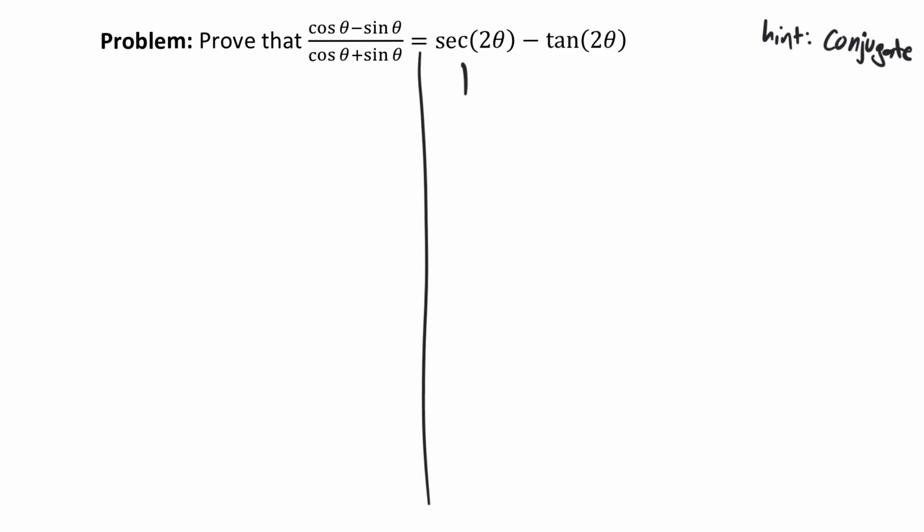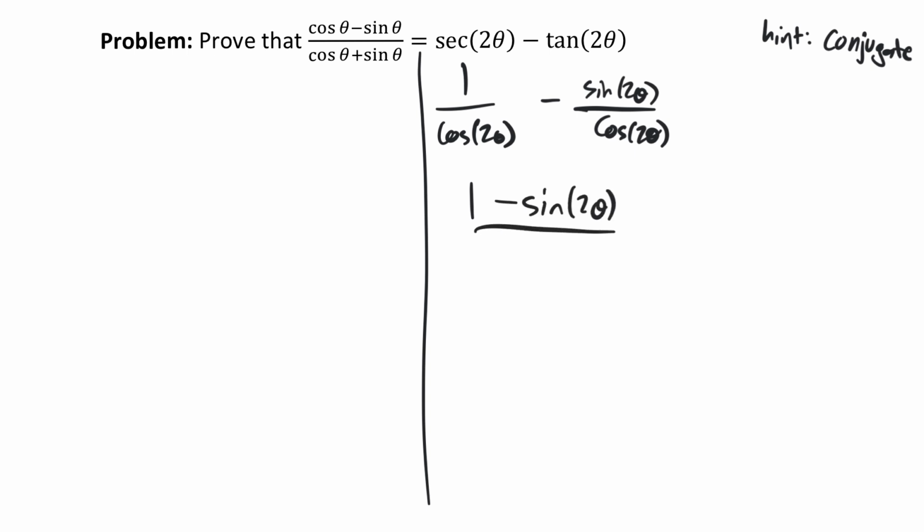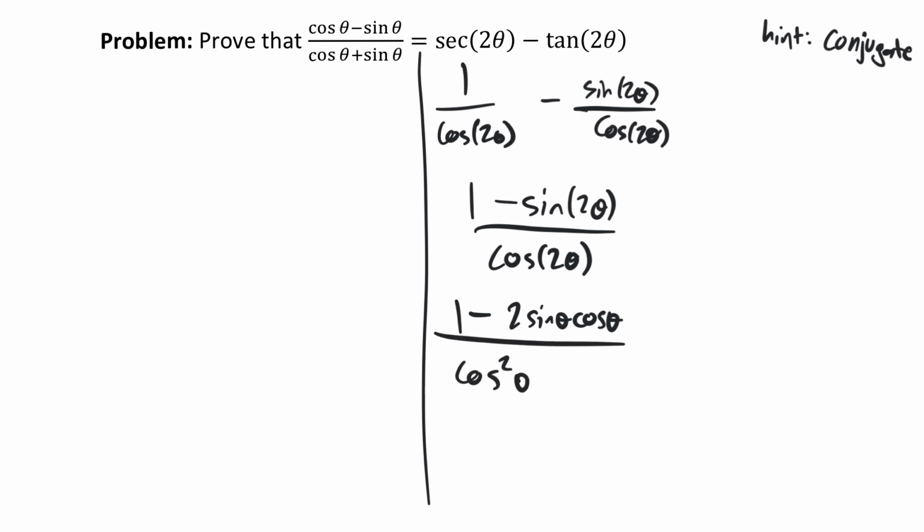All right, so let's work on the right-hand side first. We have 1 over cos 2 theta minus sine 2 theta over cos 2 theta. That's what tan means. Tan means sine over cos, so if it's a 2 theta, it goes in the top and bottom. Now this is nice, we can just common denominator these two. So that feels like we're making progress. Sine 2 theta has got that 2 sine theta cos theta business. For cos 2 theta, let's use that first one, cos squared theta minus sine squared theta.